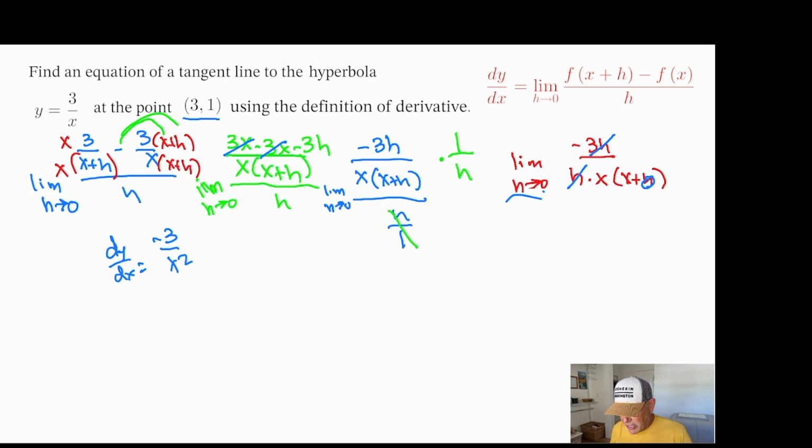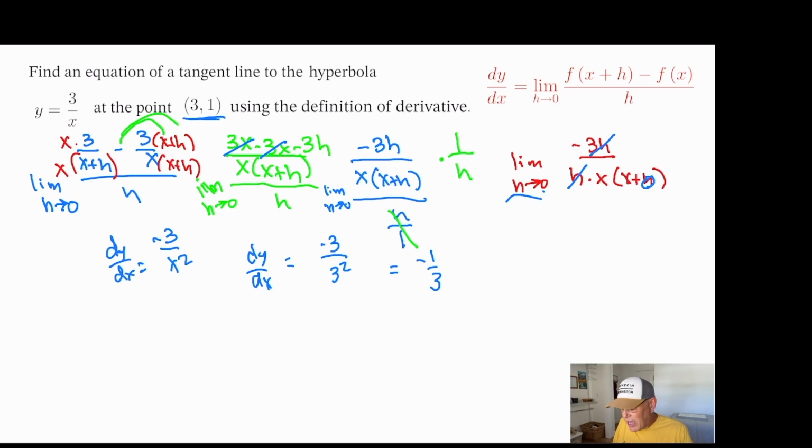All right, so right here. 3 is my x value, so dy dx is equal to negative 3 over 3 squared, and that simplifies to negative 3/9 or a negative 1/3. Okay, that's our slope at that point.